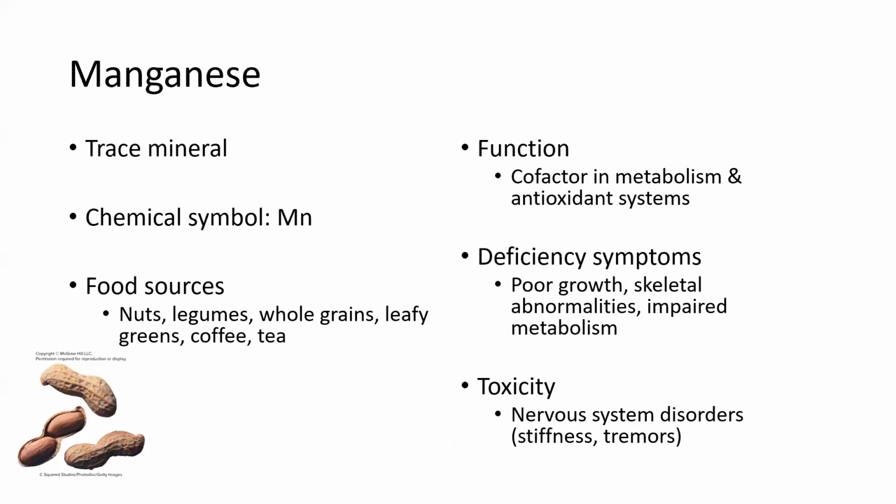Manganese. Manganese is symbolized by Mn, capital M, lowercase n. It functions as a cofactor in metabolism and antioxidant systems. It's found in foods like nuts, legumes, and leafy greens. Deficiency can result in poor growth and skeletal abnormalities, while toxicity might cause nervous system disorders like stiffness or tremors.